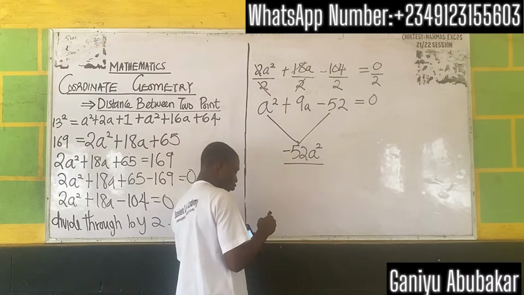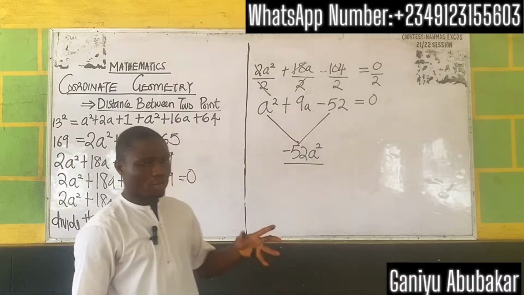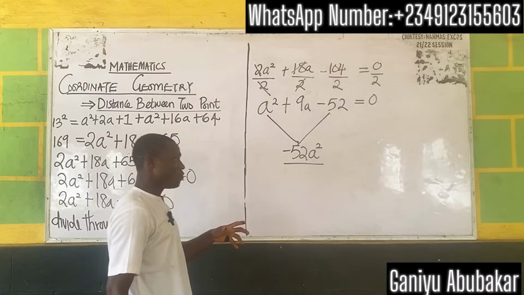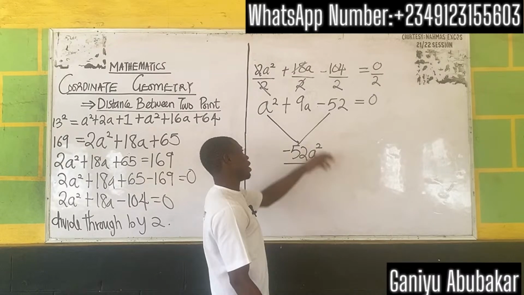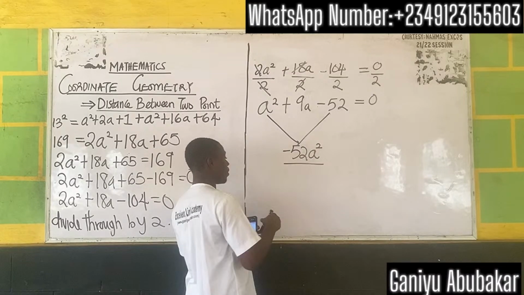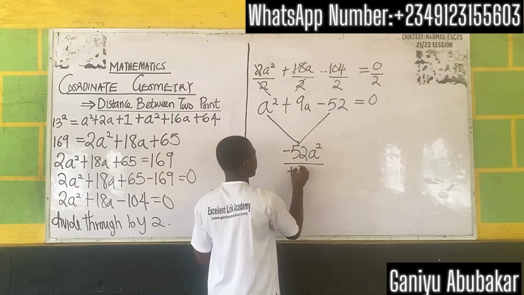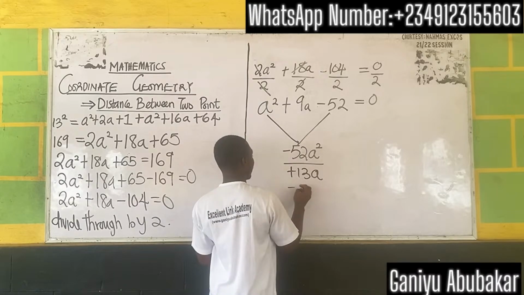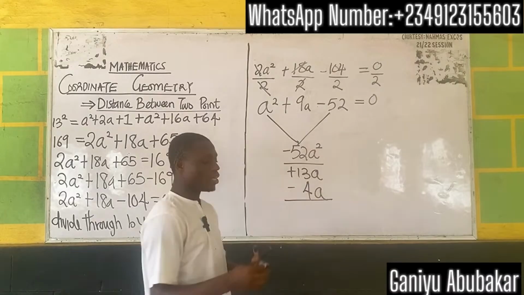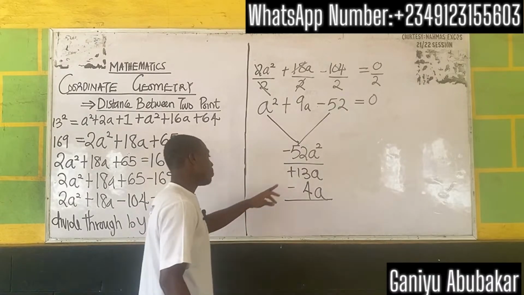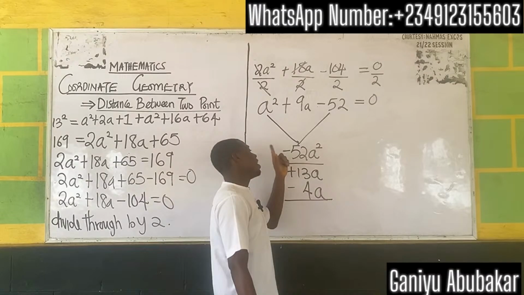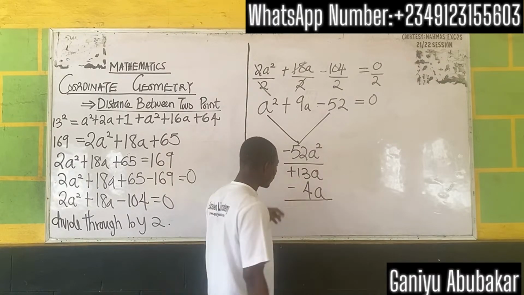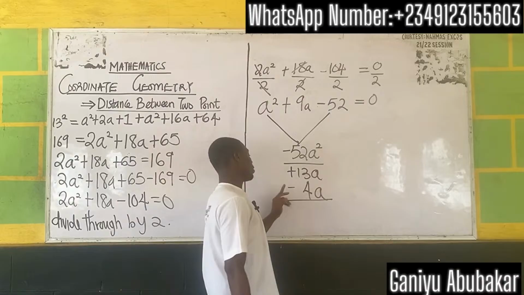Look for two values that when multiplied together will give you negative 52a squared, and when added together will give you plus 9a. In this case, my possible values are plus 13a and minus 4a. These are the two values that give us what we want. Positive 13a times negative 4a gives you negative 52a squared, and positive 13a minus 4a gives you positive 9a.